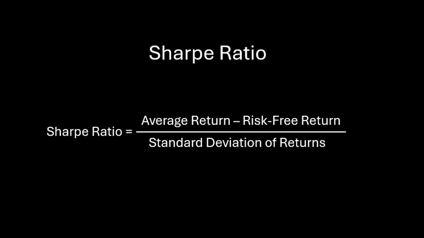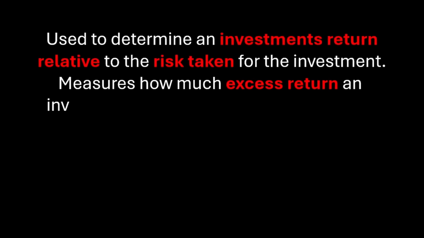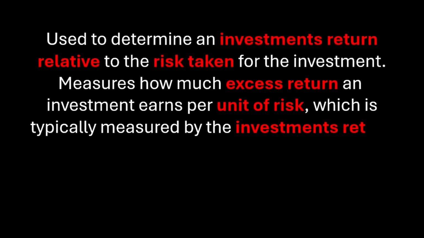First, I'm going to explain the Sharpe ratio. It's used to determine an investment's return relative to the risk taken for the investment. It measures how much excess return an investment earns per unit of risk, which is typically measured by the investment's return volatility. So to put it in simple terms, it'll estimate how volatile your returns are going to be and how far your outliers are from your mean. I do want to make clear that the Sharpe ratio is the volatility of your returns, not the volatility of the market. But with a volatile market, a low Sharpe ratio will make your returns even more volatile.